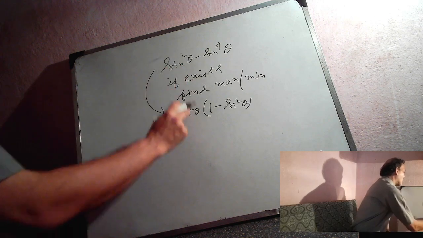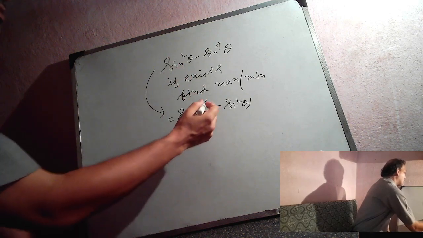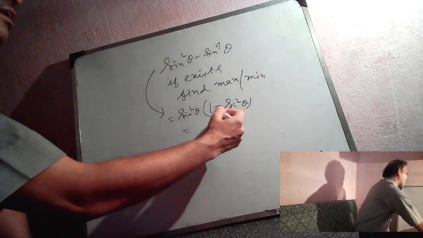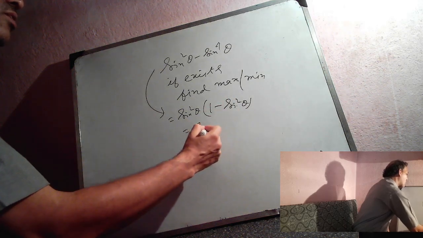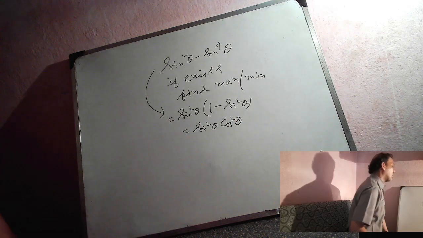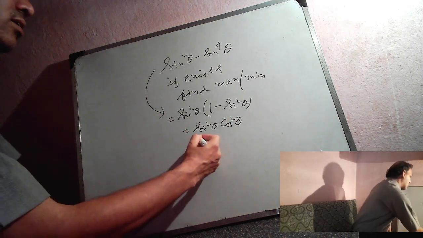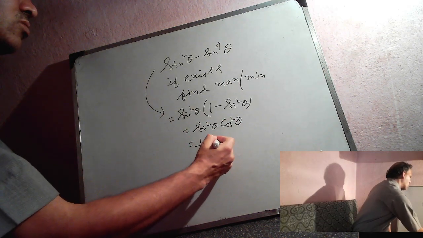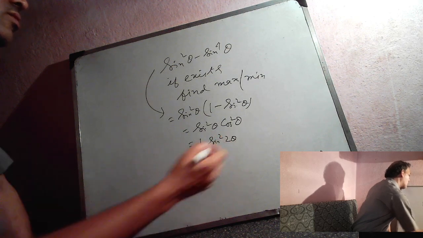We have taken sin square theta common. It will be reduced to 1 minus sin square theta. Again, we have 1 minus sin square theta equal to cos square theta. So sin square theta into cos square theta. It can be written as 1 by 4 into sin square 2 theta.